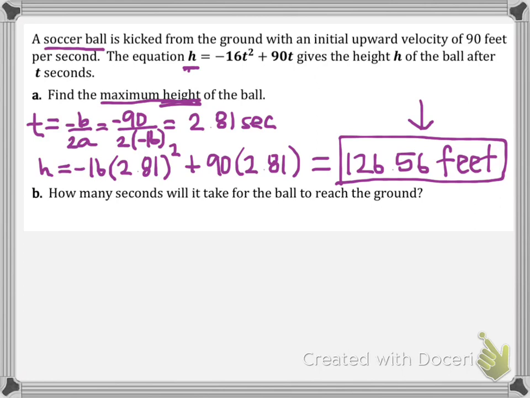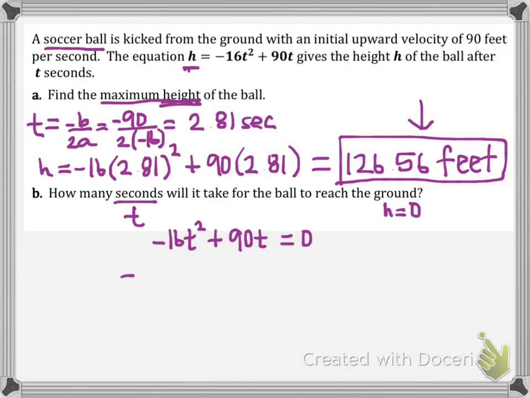Okay? So the second part here says how many seconds, so seconds means my time, will it take for the ball to reach the ground. So when it's reaching the ground, that means my h is going to be equal to 0. So that means I'm going to say negative 16t squared plus 90t is going to be equal to 0. So we factor this, right? So I'm going to factor out, I can factor out what? A t, at least there.